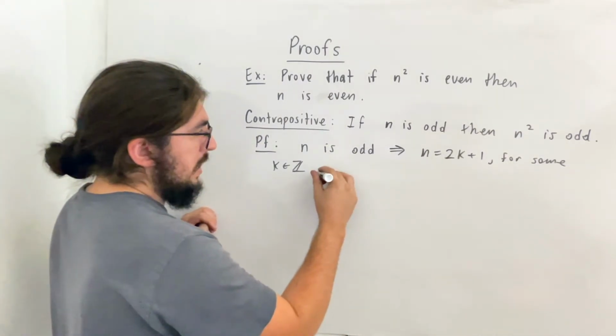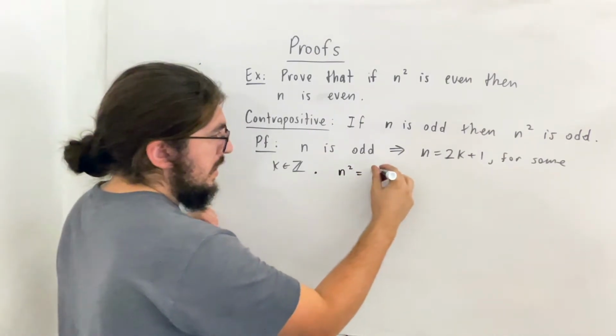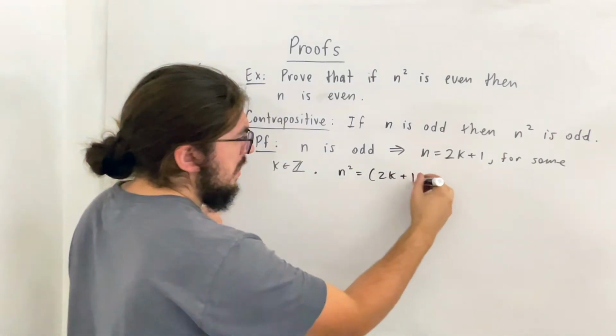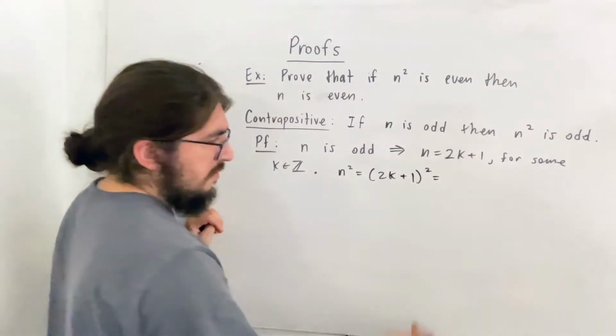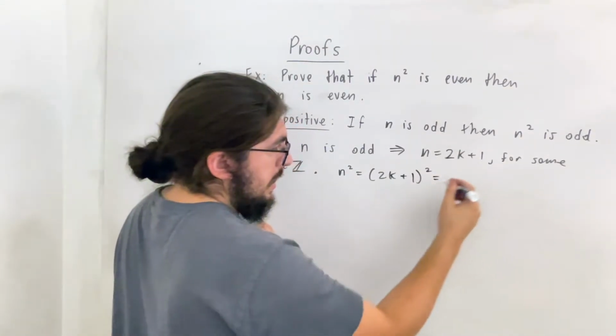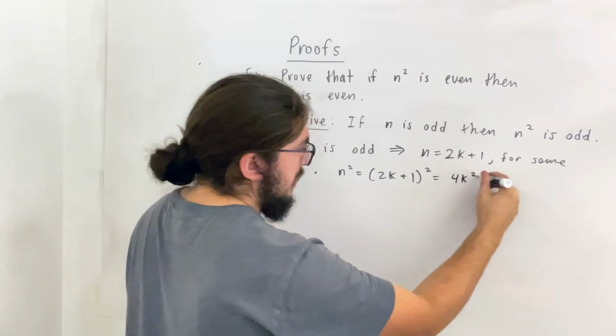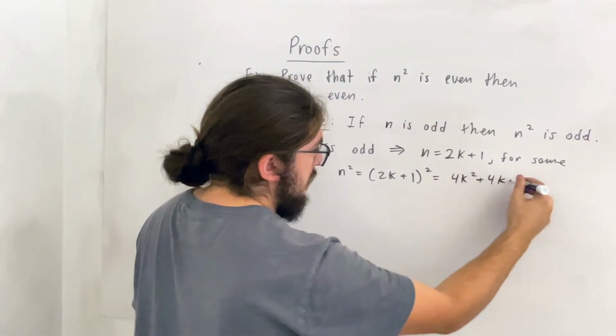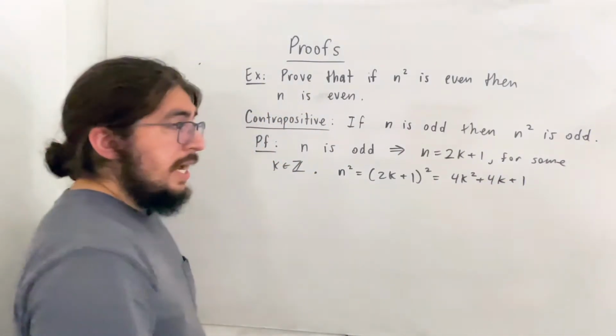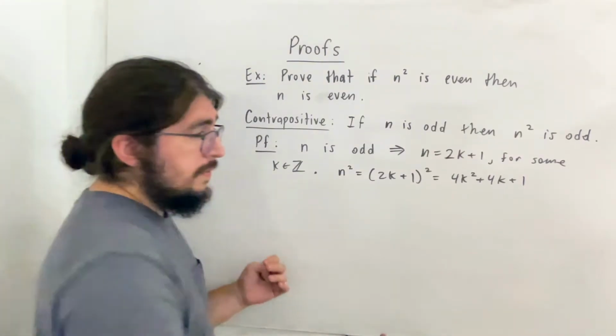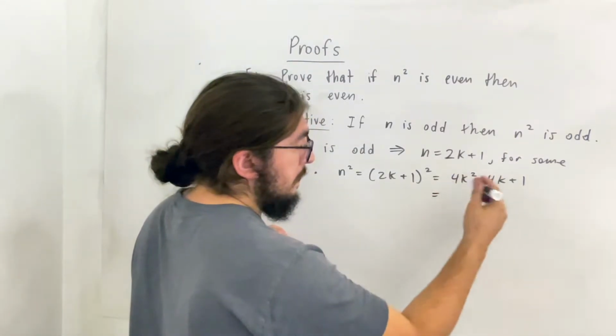So now let's take a look at n squared. n squared then is 2k plus 1 quantity squared. And if you actually FOIL that out, you get 4k squared plus 4k plus 1. I'll allow you to check that on your own. And notice this is odd because it's an even number plus 1.